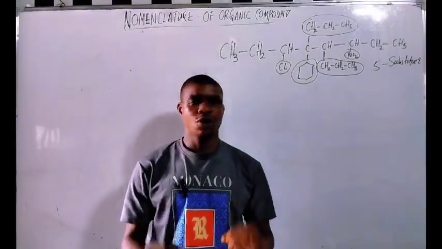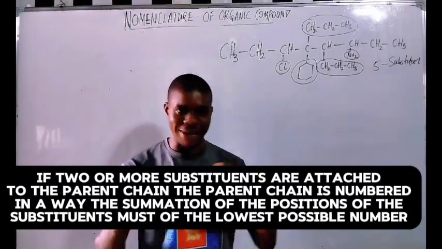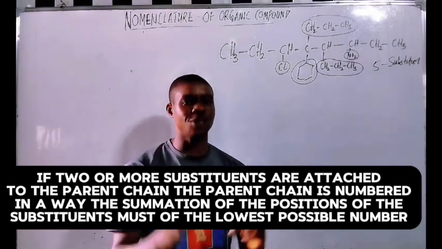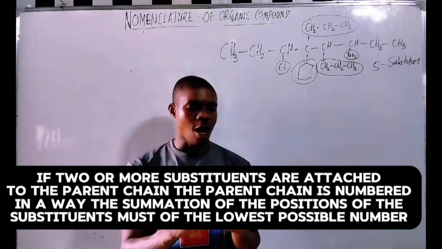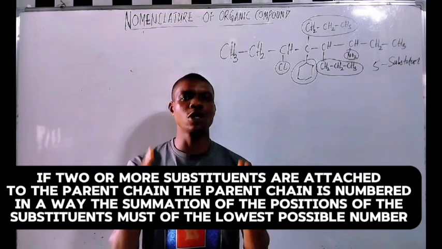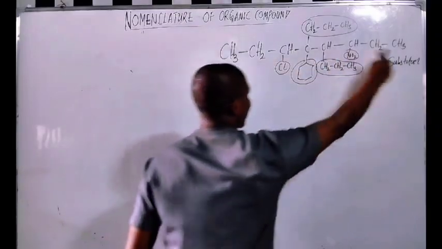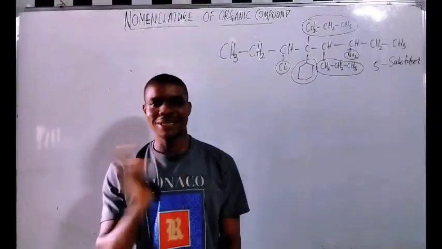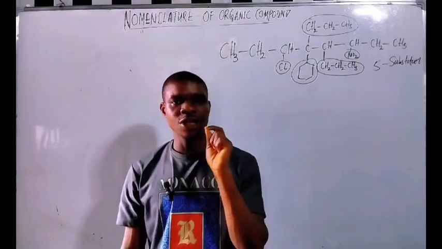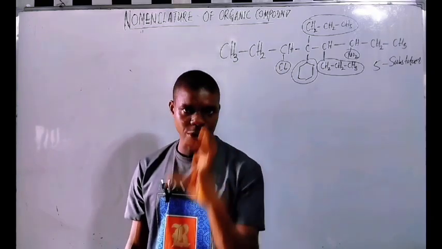Now rule number 3. Rule number 3 states that if two or more substituents are attached to the parent chain, the chain must be numbered in a way that the summation of the positions of the substituents has the lowest possible number, which I'm going to explain to you. Here, from here to here is the parent chain. The parent chain can be numbered in both directions. You can either start from here or from here. The rule says that you must number it in such a direction that when you sum the positions of the substituents, it has the lowest possible number.